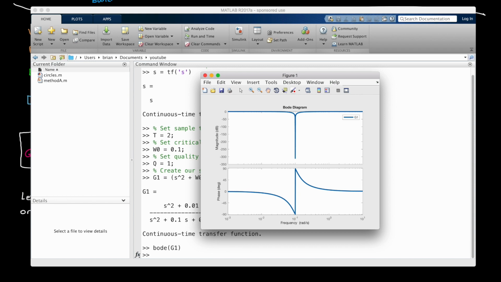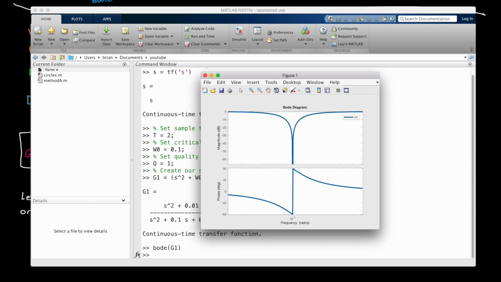And that's a good looking notch. And if we zoom in a bit, we can see that the notch is located precisely at 0.1 radians per second, just like we wanted.